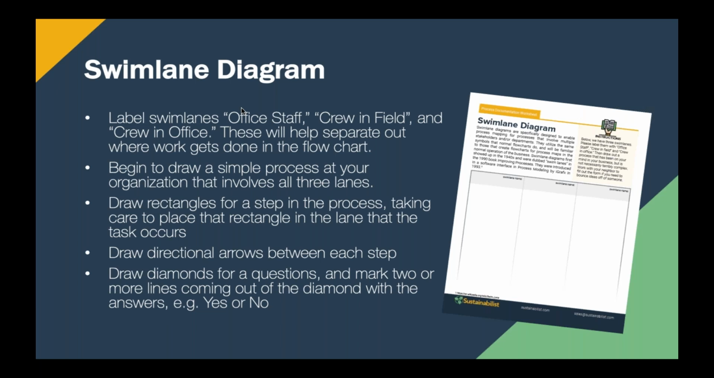On the worksheet, there are lists of shapes that you can use: rhombuses for decisions, rectangles for processes, slightly different rhombuses for data points, and you want to draw directional arrows between each step. And that is a basic swim lane diagram.